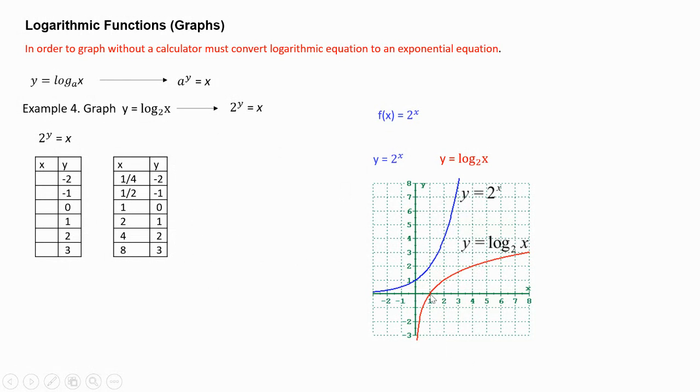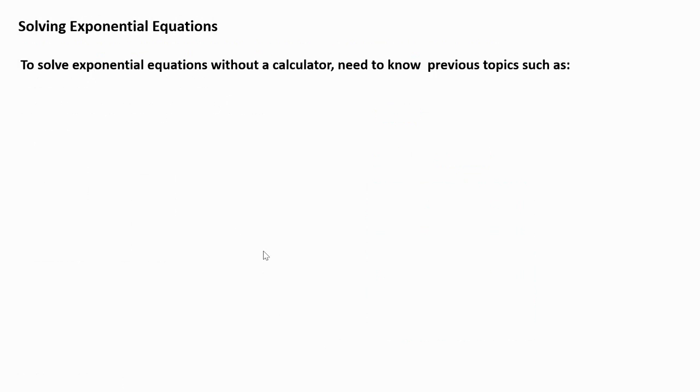And then we got 1, 0. Then we got 2, 1. Then we got 4, 2. Then we have 8, 3. So you connect all the points, and the graph is something like it is right here in red. Now these two functions are called inverses of each other. But that's another topic that we'll cover later on this semester. For now, this was a quick review of what we learned last week.